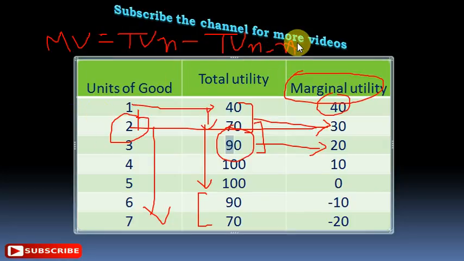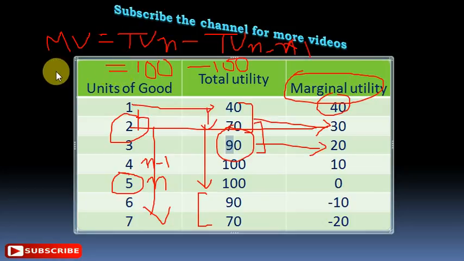If here we take the fifth unit as the nth unit, so the fourth unit will be n minus 1. So according to the formula TUn minus TUn minus 1, here TUn is 100 utils, and TUn minus 1 is 100 utils also. So here the marginal utility will be 0, and we can see that in this table the marginal utility of the fifth unit is 0.